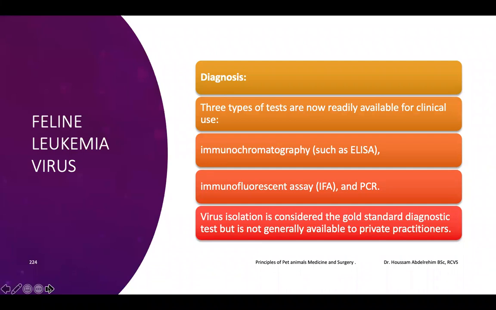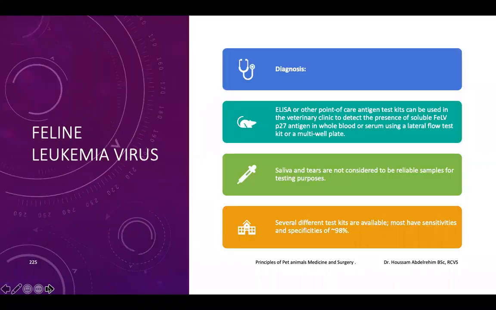3 types of tests are now readily available for clinical use. Immunochromatography زي الإليزا, immunofluorescent زي IFA والPCR. Virus isolation is considered the gold standard diagnostic test, but is not generally available to private practitioners. ركز في symptoms, signs, والhistory.